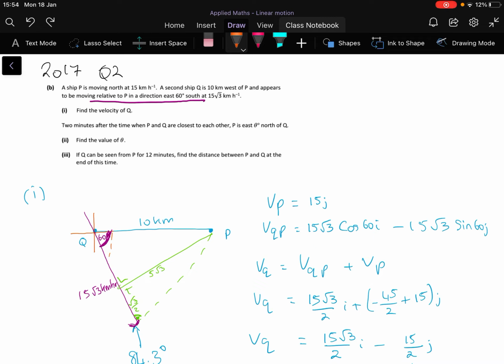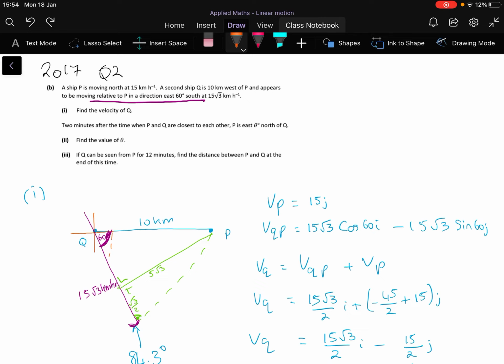Now I know that I'm going in the positive i direction because I am going east, but I'm going in the negative j direction because I'm going south. So that means I have a plus for i and a minus for j. So now I have the velocity of P and the velocity of Q relative to P. I want to find the velocity of Q.